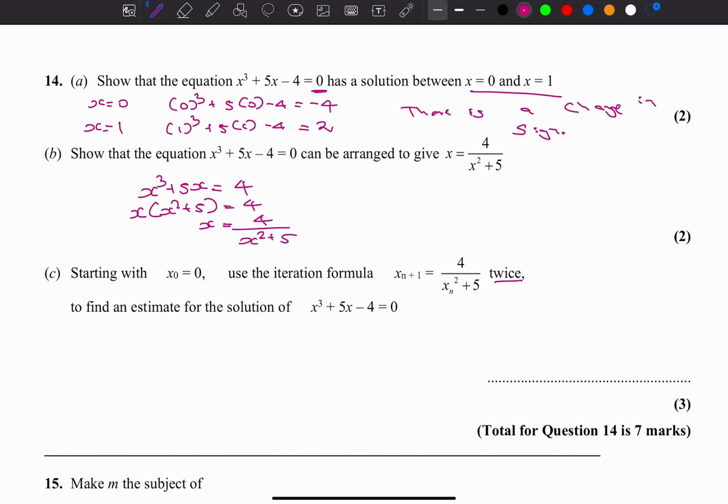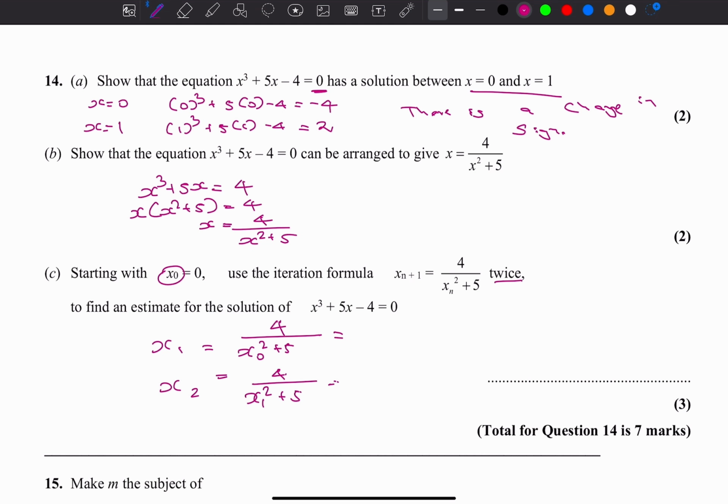Use the iteration twice. So you know x naught. So you need to do x1, x2. Always write the method. You want to get the method mark, of course. x1 is 4 over x naught squared plus 5. And the other one, x2, is 4 over x1 squared plus 5.